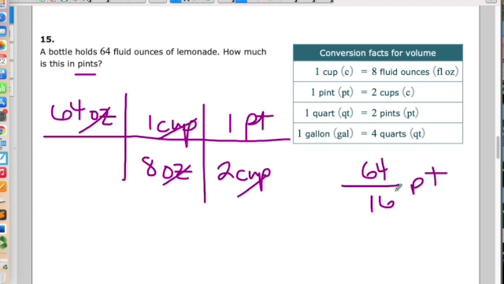16 will go into 64, 4, so that's 4 pints. That's how you use a unit fraction. So whatever you start with, that's what's in the lower corner and that you can cross out. And then whatever needs to go up above, cross it out.